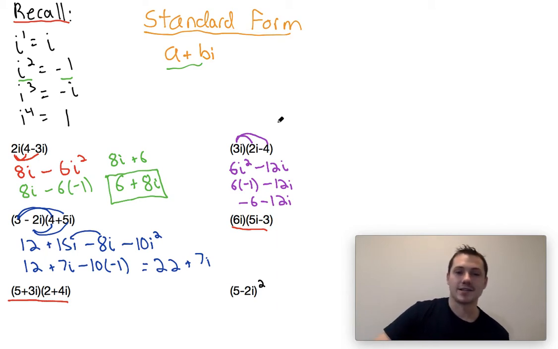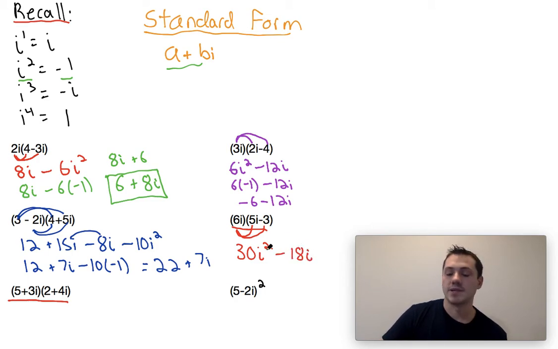Okay, now let's see if we can do this. So that times that times that. It's going to be 30i squared minus 18i. Again, we take the i squared, we turn it into negative 1. And this becomes negative 30 minus 18i.